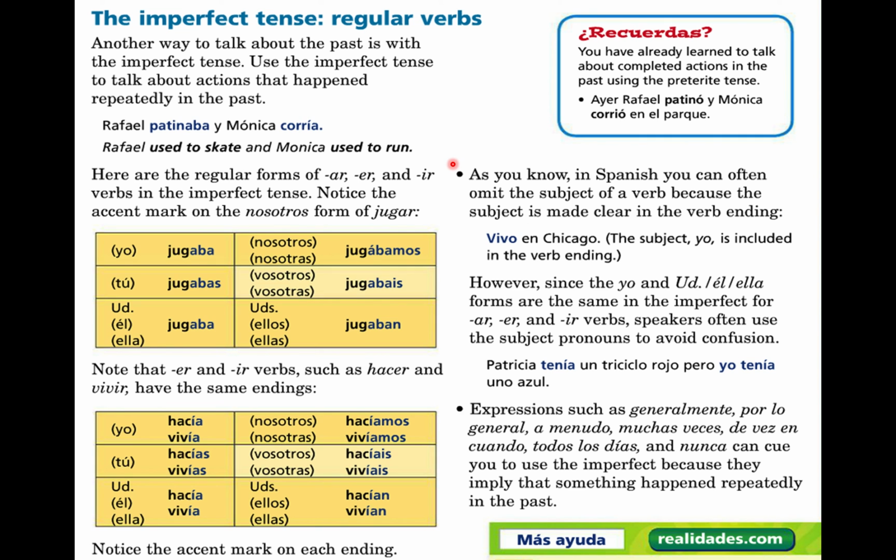Here's a summary. This is from the textbook where you guys can pause and read what we just went over. I hope you got it about the imperfect tense, but we're going to now have some practice time.